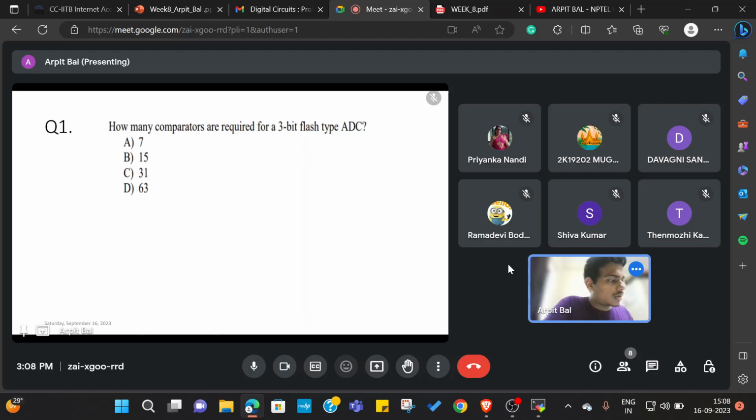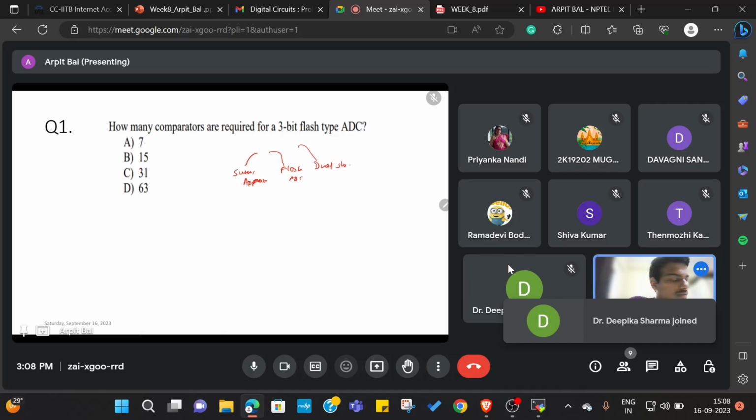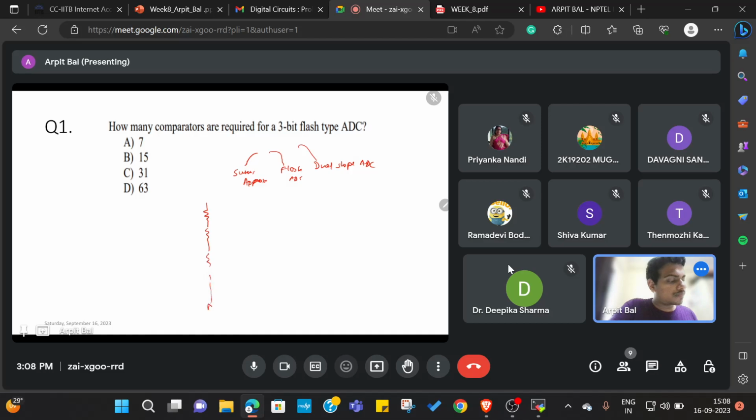In this course, we covered a successive approximation ADC, a flash ADC, and a dual slope ADC. In a flash ADC, we have a set of resistors connected to op-amps, that is, comparators. One end of the comparator goes to the reference voltage generator, which is formed using a resistive divider network. The other end goes to the V input.